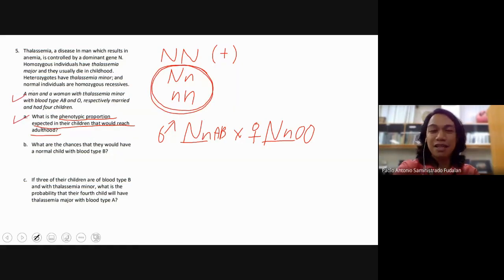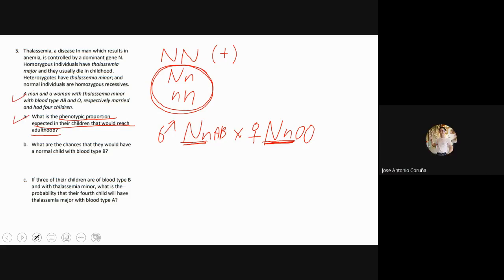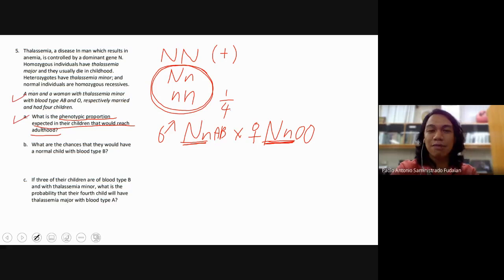And this is sort of a monohybrid cross, if you can remember. In a monohybrid cross, do you remember the ratios? What about small n, small n? 1/4, sir. What about big N, small n? 1/2, sir, or 2/4. And this one, dead, is of course 1/4, the remaining 1/4.